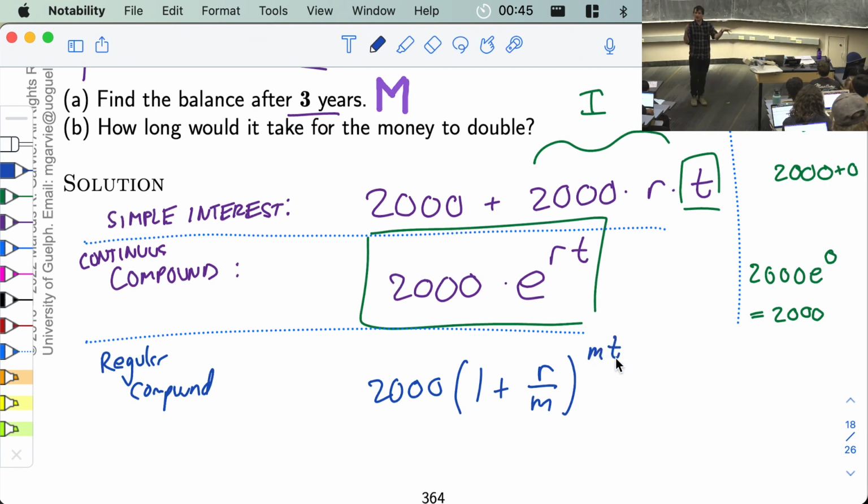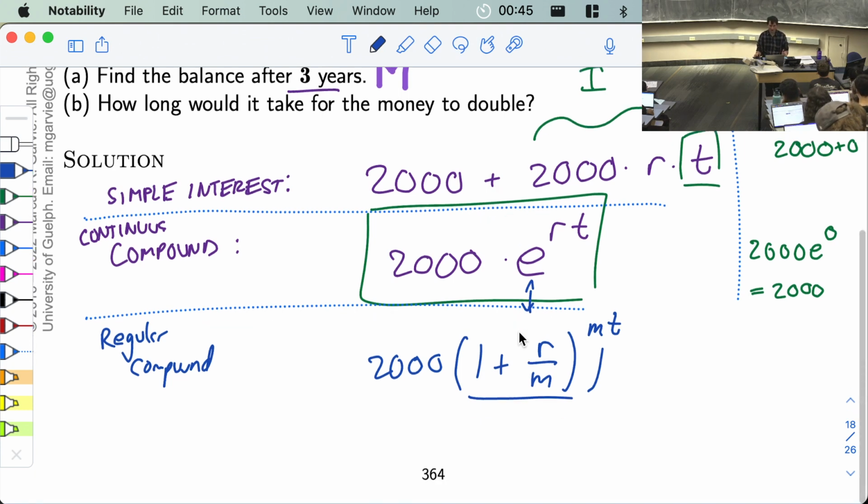The 1 plus is already built into it, and when we did the limit as m goes to infinity, this whole 1 plus to the power m is what became e. So e already has the 1 plus built into it. You don't add on an extra $2,000. So that's a really common mistake I see. That's why I wanted to point it out with that question.